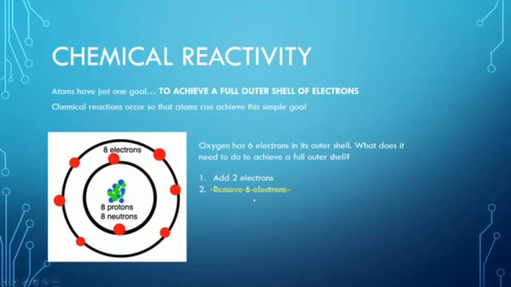It's always adding 2 electrons, and it does that either by sharing electrons with other atoms, which is what we'll talk about in future videos like covalent bonding, or it simply gets them by a process of transfer, and that's called ionic bonding. But again, we'll cover that in future videos.